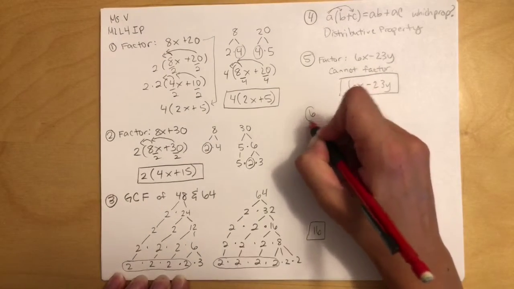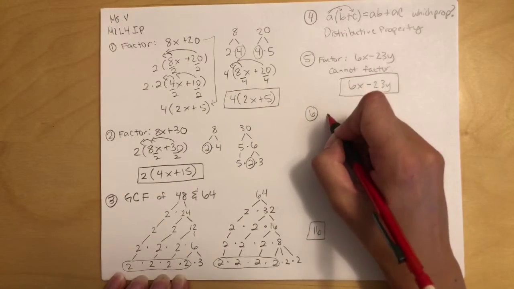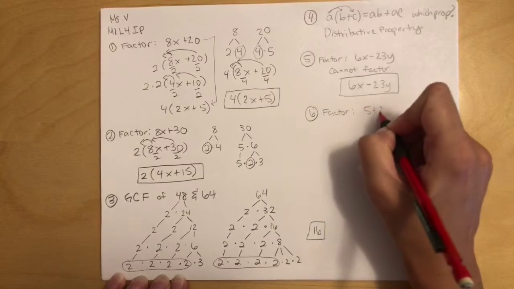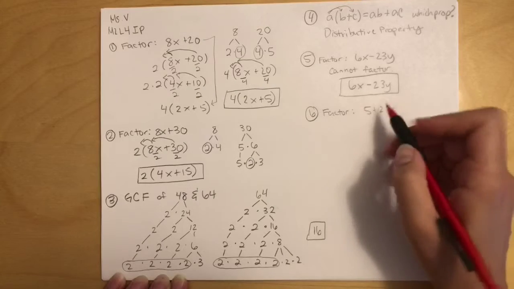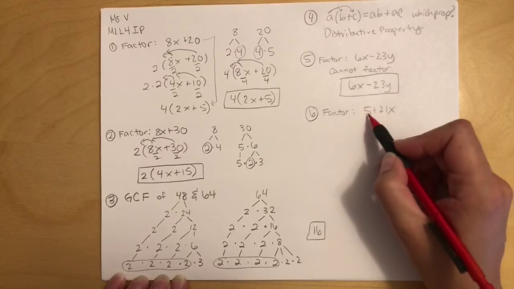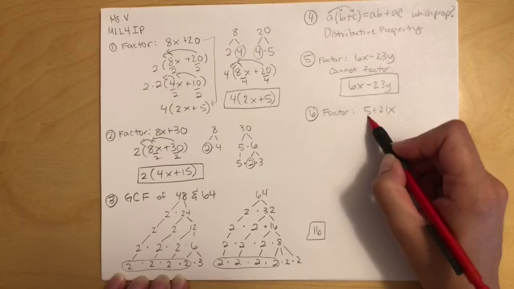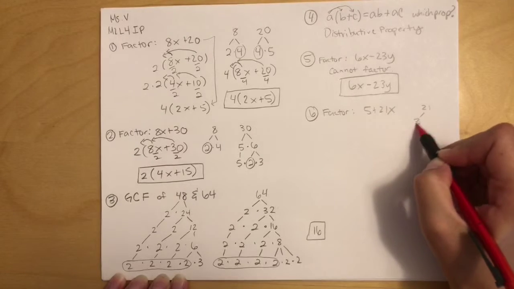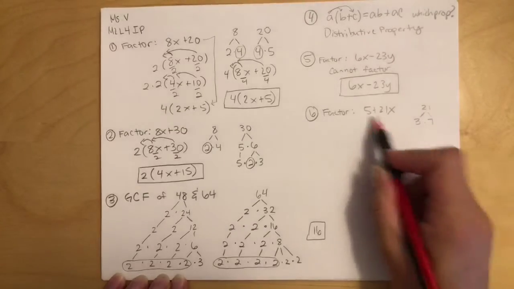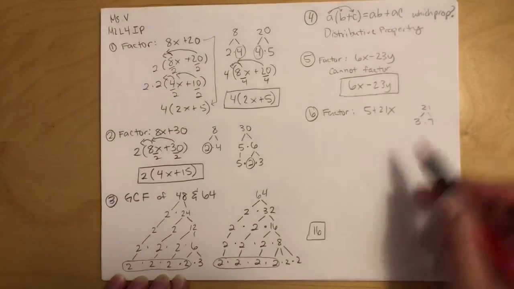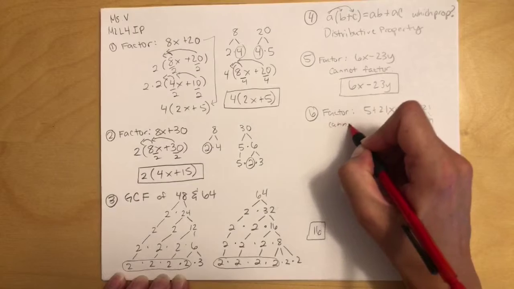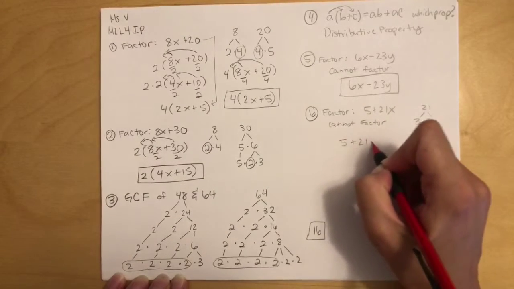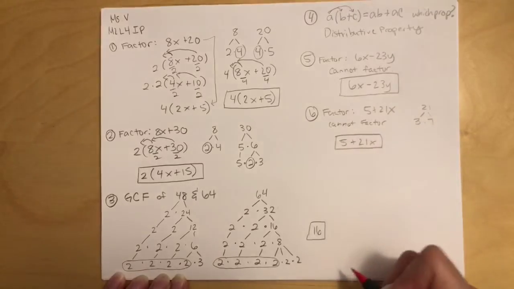Number 6. Factor 5 plus 21x. And 5 is a prime number. 21 is 3 times 7. That has nothing in common with 5, so you cannot factor. So the answer is 5 plus 21x.